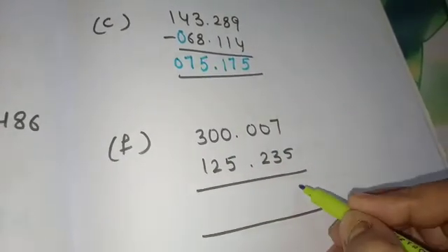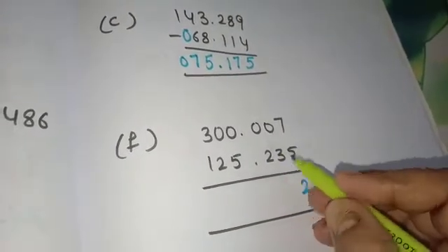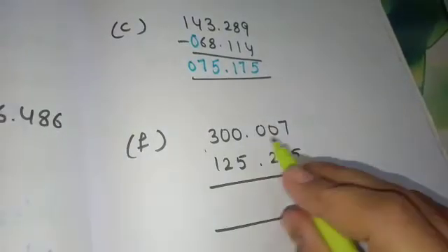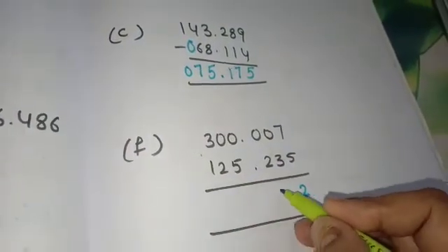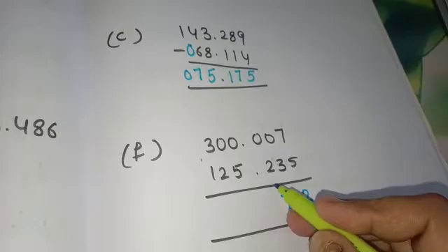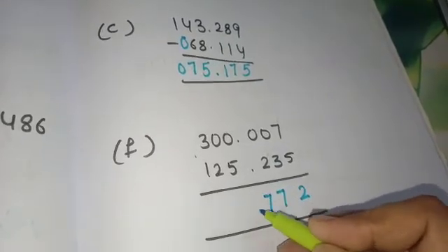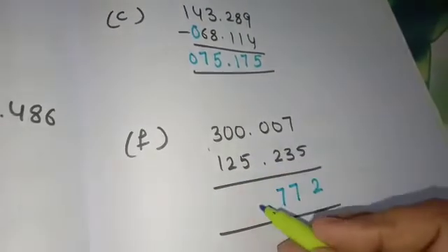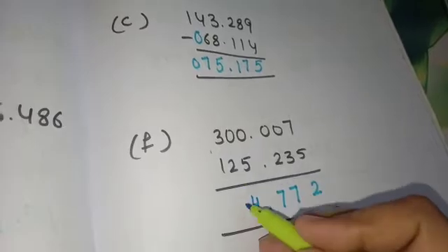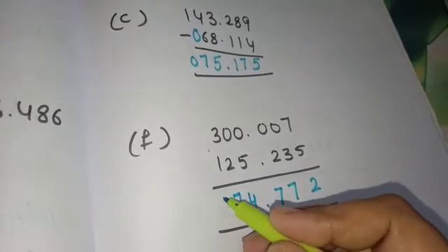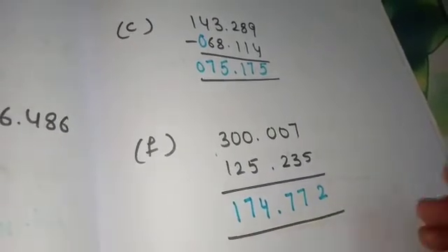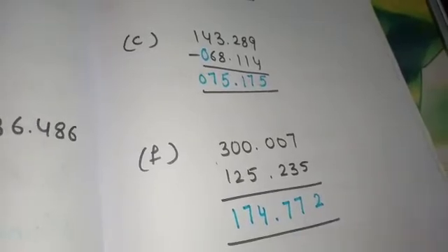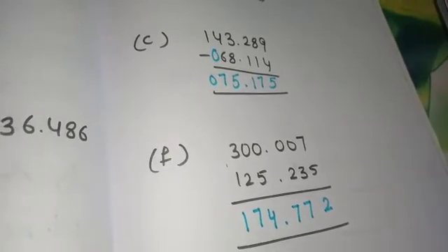This is the answer. Come to the next, F part. 7 minus 5, 2. 0 minus 3 is not possible, so we will borrow from this 3. 10 minus 3, 7. 9 will be left here. 9 minus 2, 7. Again 9 is here. 9 minus 5, 4. 9 minus 2, 7. And 2 minus 1, 1. This is the answer. Remaining parts of the question you will do on your own.